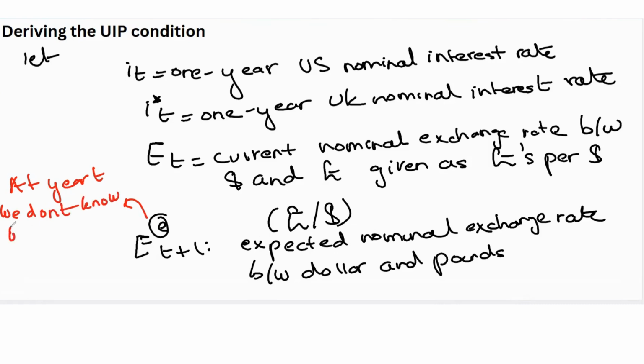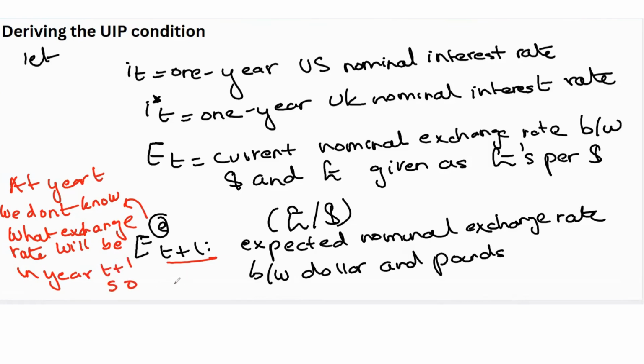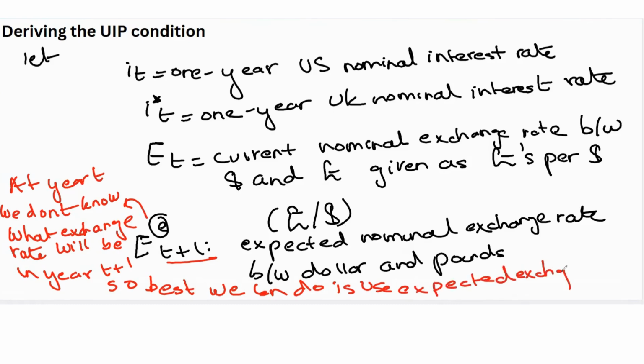We don't know what the exchange rate will be in year t plus 1. So the best we can do is use the expected exchange rate for that. This is the exchange rate you expect to prevail at time t plus 1. Right, so this is the notation.